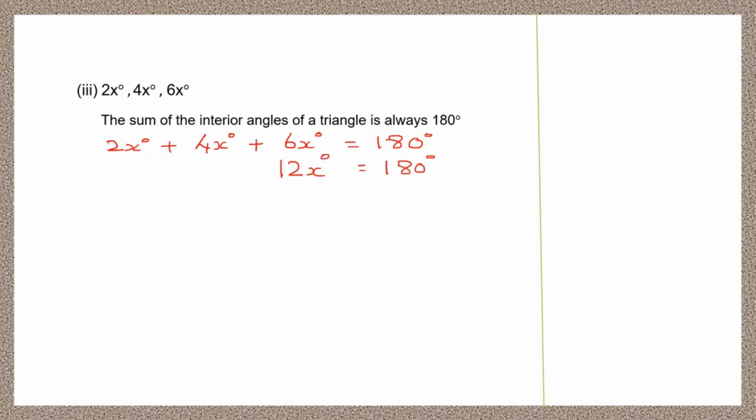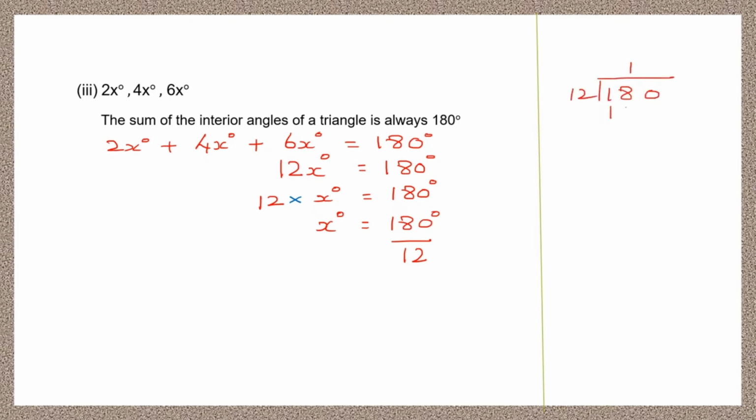What do I mean when I say 12x? I mean 12 into x degrees. It is equal to 180 degrees. So leaving x on the left hand side and 180 degrees on the right hand side, I'm going to bring 12 to the right hand side and make it division. So 180 degrees divided by 12.